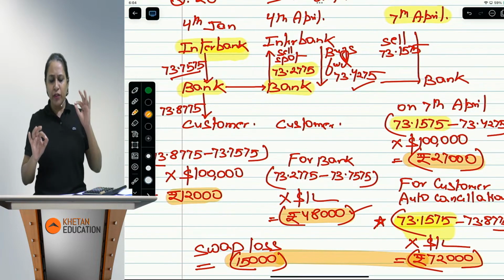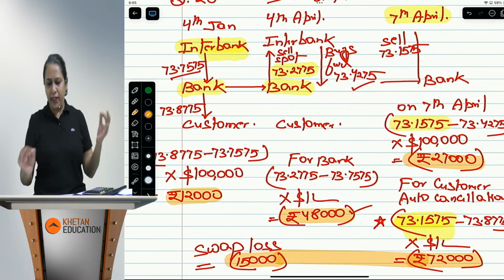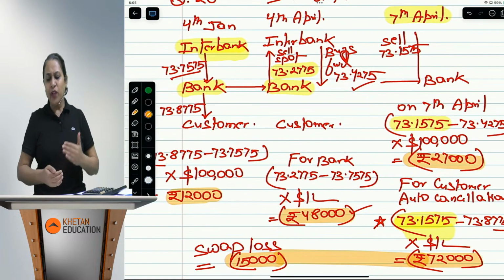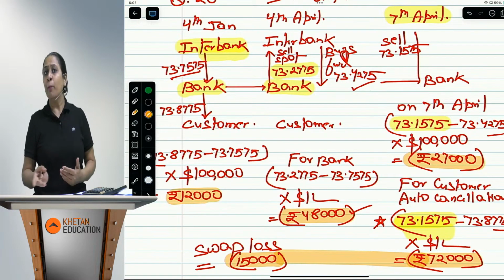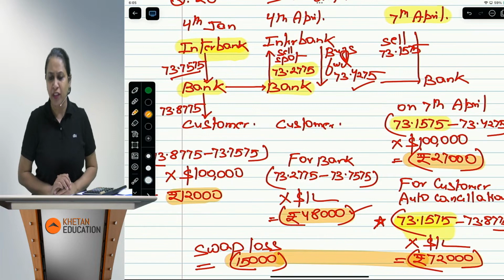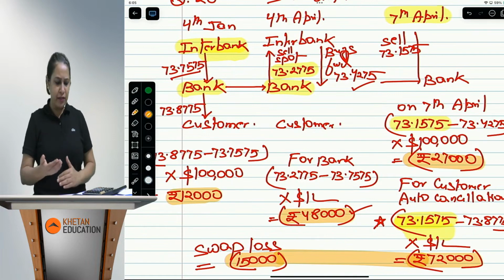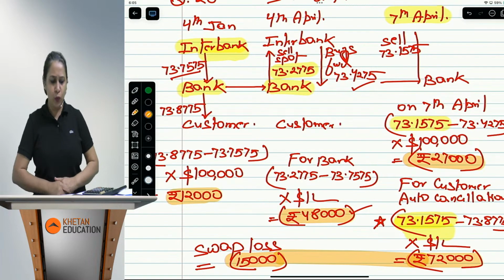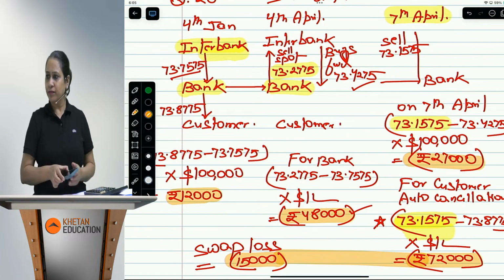The bank needs to recover 12, 48 and 27, which is 87,000. And the bank will charge 72,000 for the cancellation loss to the customer plus swap loss of 15,000. That makes it 87,000. All of you, are you done?